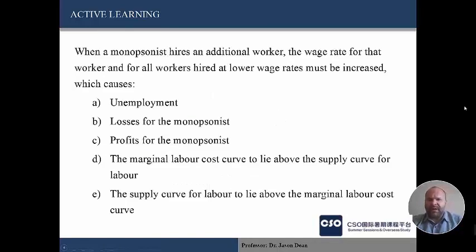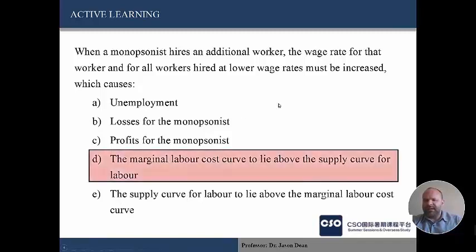Okay, when a monopsonist hires an additional worker, the wage for that worker and for all workers hired at lower wage rates must be increased. And that causes unemployment, losses for the monopsonist, profits for the monopsonist, the marginal labor cost curve to lie above the supply curve for labor, or the supply curve for labor to lie above the marginal labor cost curve. So the answer here is D. If you remember, this is the reason why the marginal cost curve increases faster than the supply.